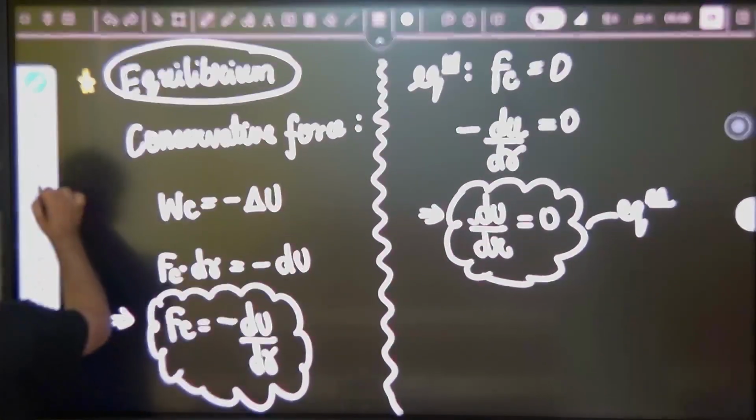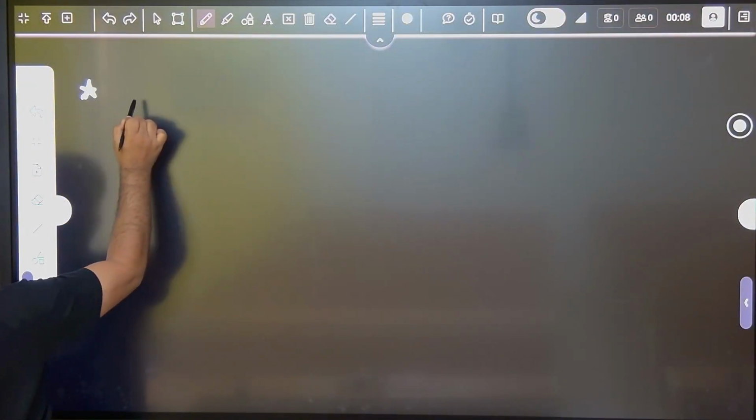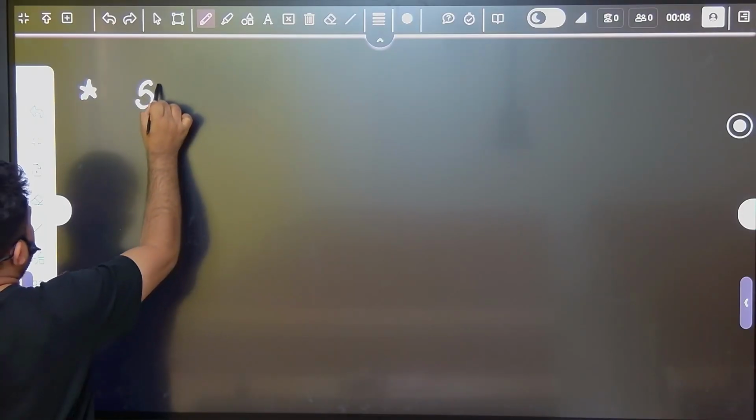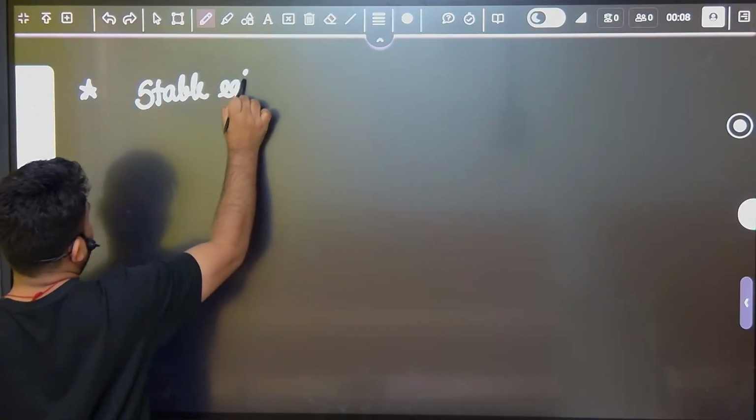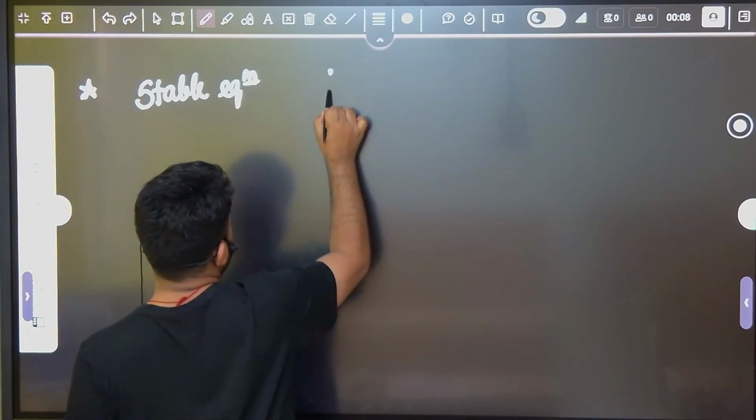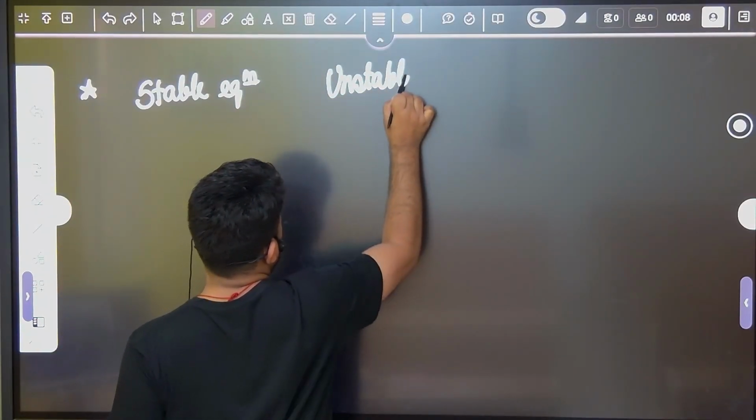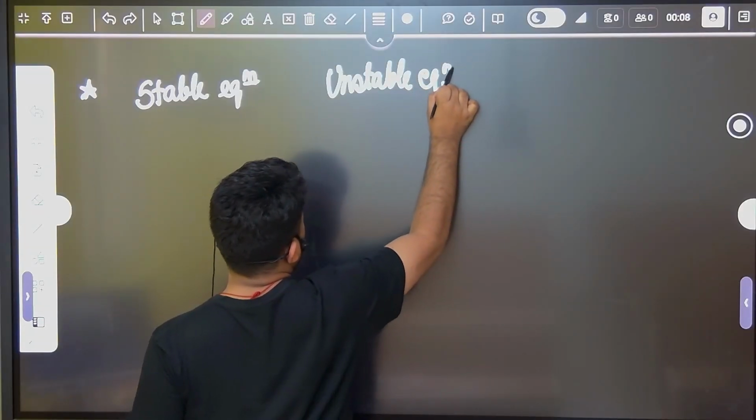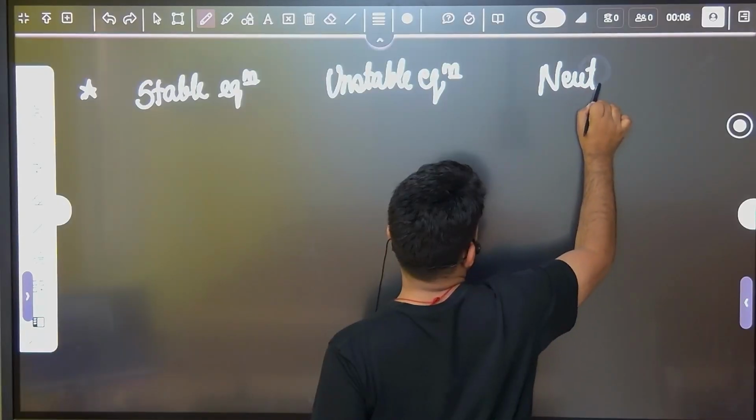Now listen carefully. We have majorly three kinds of equilibrium. One is stable equilibrium, one is unstable equilibrium, and one is neutral equilibrium.